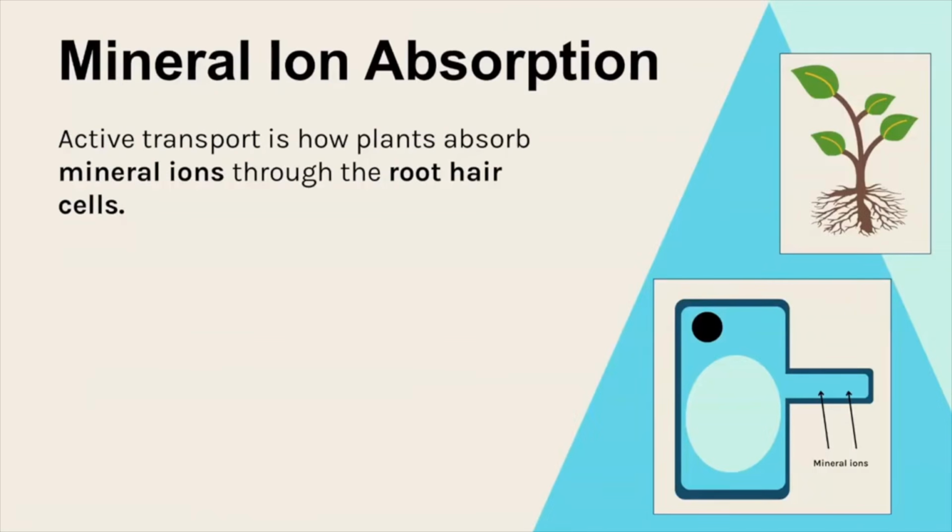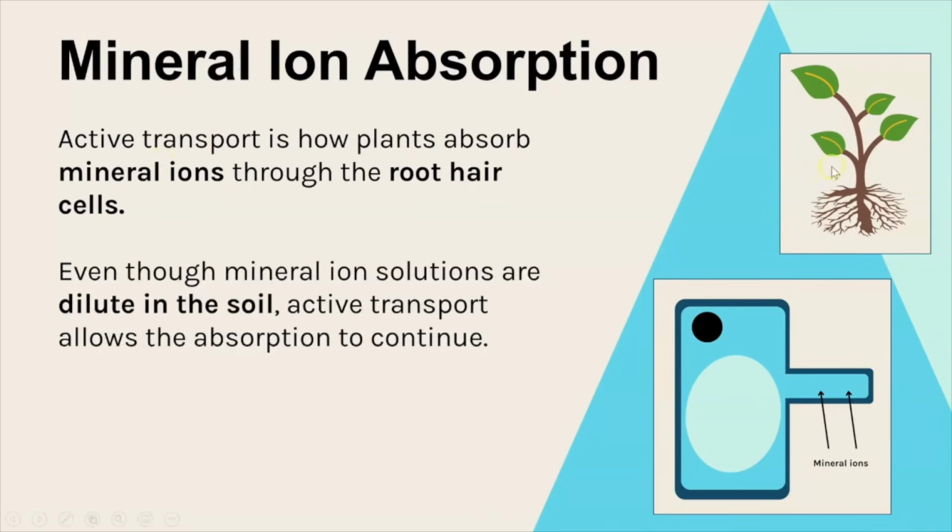And there are 2 key examples that you need to know for AQA. The first one is that active transport is how plants absorb mineral ions from the soil into their root hair cells. So the roots here, on those roots, there are root hair cells, which are the cells that have that long protruding section. And the soil itself doesn't actually have a very concentrated solution of these mineral ions, especially compared to the concentration already within the cell.